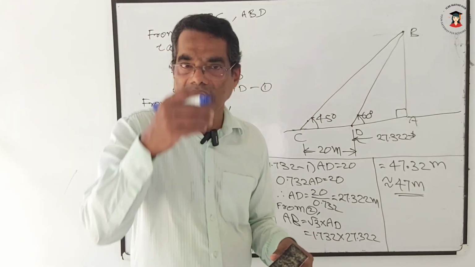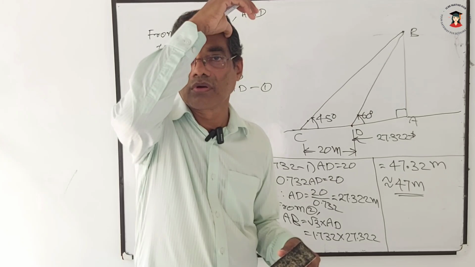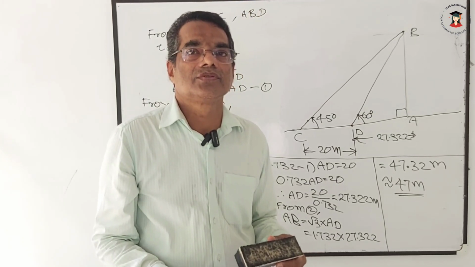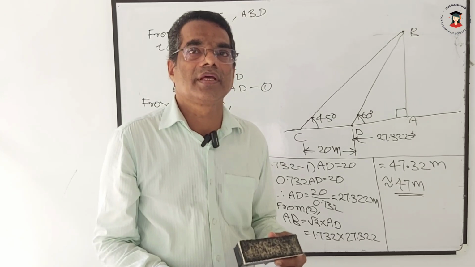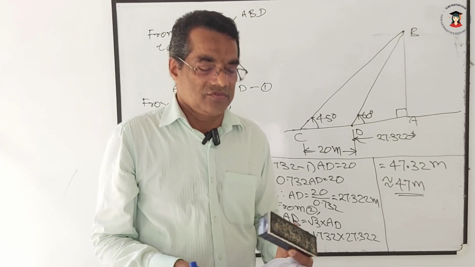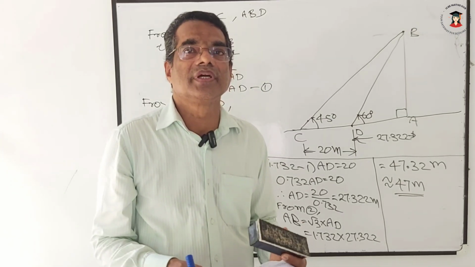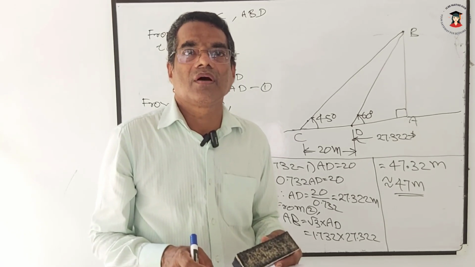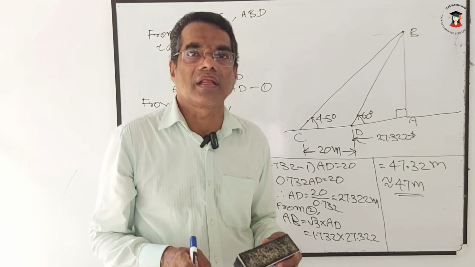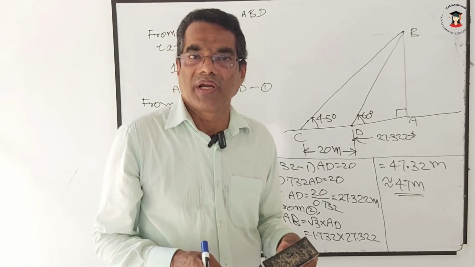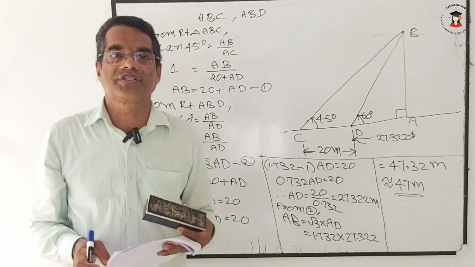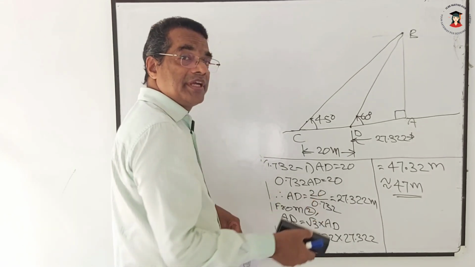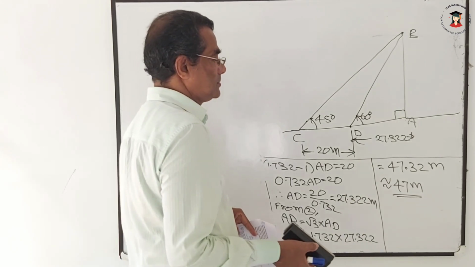I will upload one video on significant figures, so you can later watch that video to get more idea about how significant figures are calculated, its multiplication, division, addition, etc. And AB is the height of the tower.